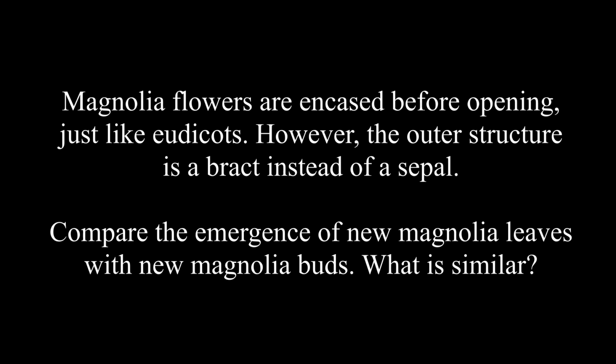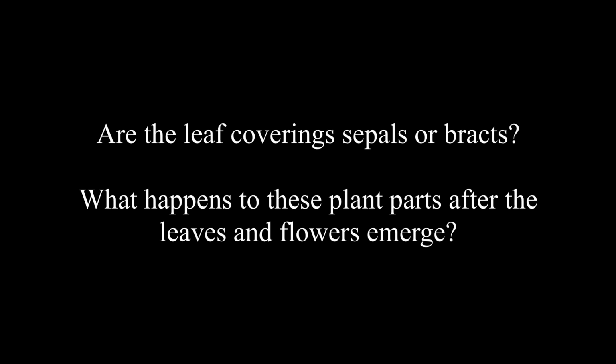The second question: magnolia flowers are encased before opening, just like the eudicots. However, the outer structure is a bract instead of a sepal. So compare the emergence of new magnolia leaves with new magnolia buds. What's similar? Are the leaf coverings sepals or bracts? What happens to these plant parts after the leaves and flowers emerge?